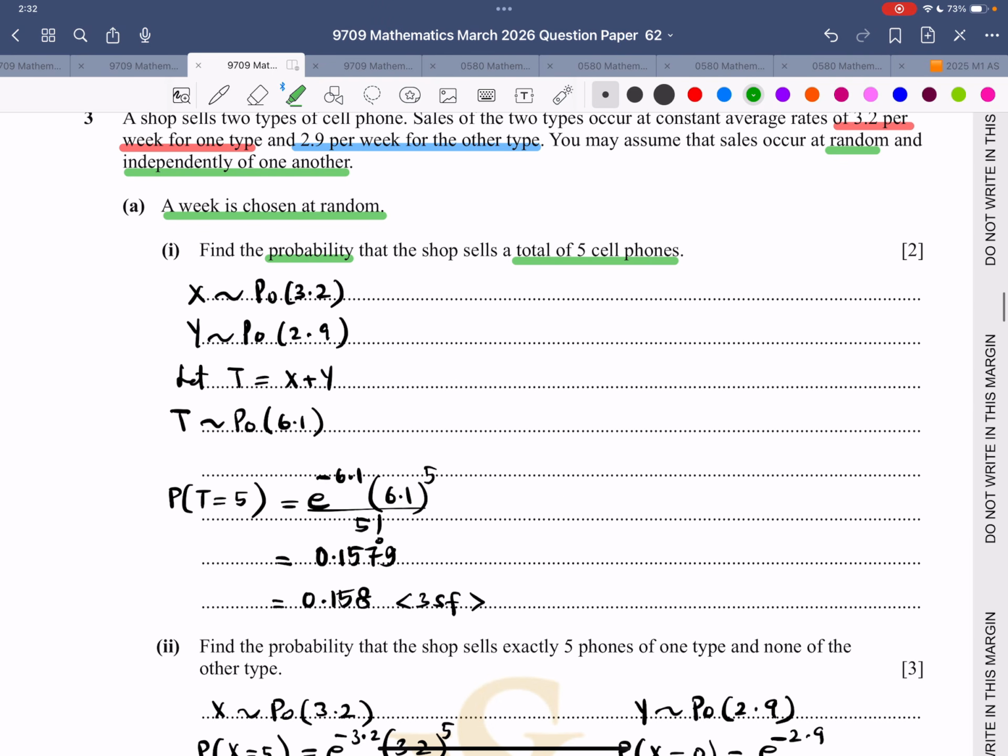So now over here, X follows a Poisson distribution, that's the first type. The other one follows a Poisson distribution, 2.9. 3.2 plus 2.9, that is 6.1. It still follows a Poisson distribution. Exactly 5 phones: e raised to the power of negative 6.1, 6.1 raised to the power of 5 over 5 factorial. That is the unrounded value and this is the rounded value.